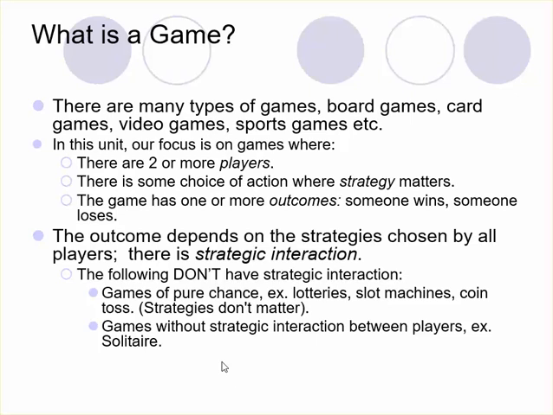Now, when we talk about strategy, there are some games that obviously don't have much strategic interaction. There are games that are purely chance, like lotteries, slot machines, flipping the coin. Basically, the strategies don't matter. Also, we're looking at strategic interaction between players. So if it's a single person game like solitaire, there might be strategy, but it doesn't have strategic interaction.